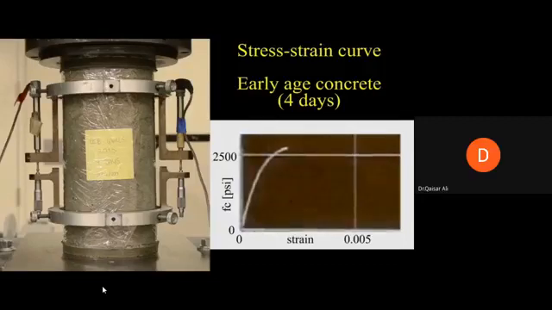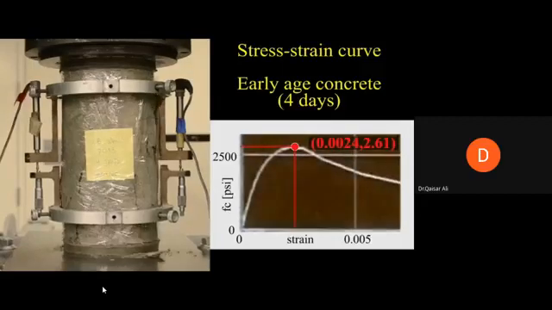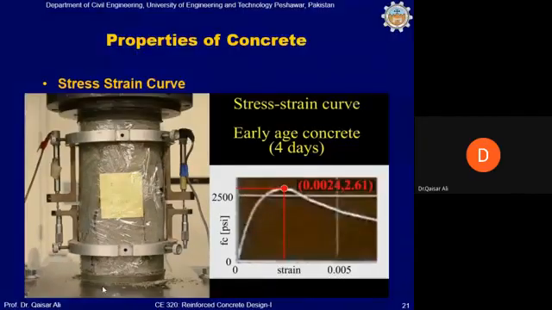So up to around 50% of the strength of concrete, the relationship is linear. But after that, the relationship becomes non-linear. You can see the final value of strain is 0.0024, and the strength is around 2700 psi.